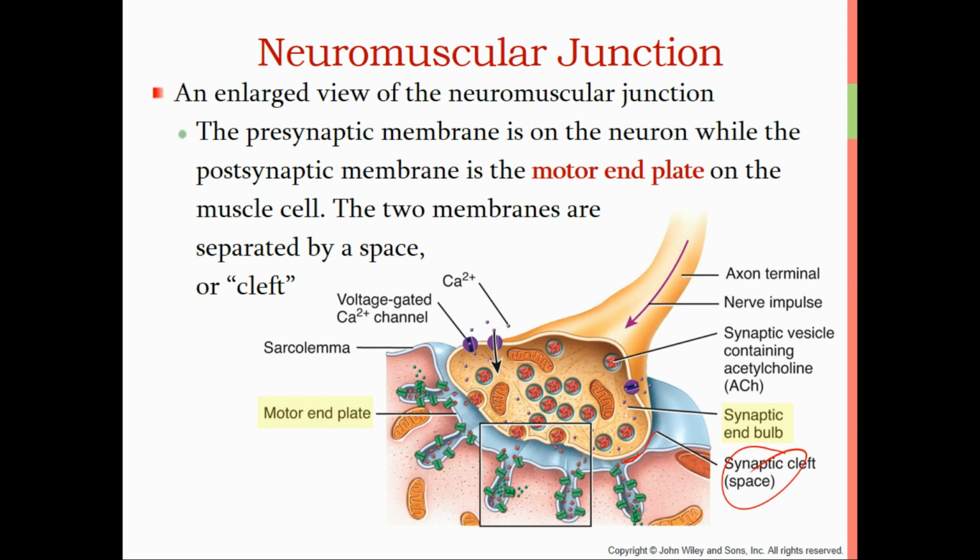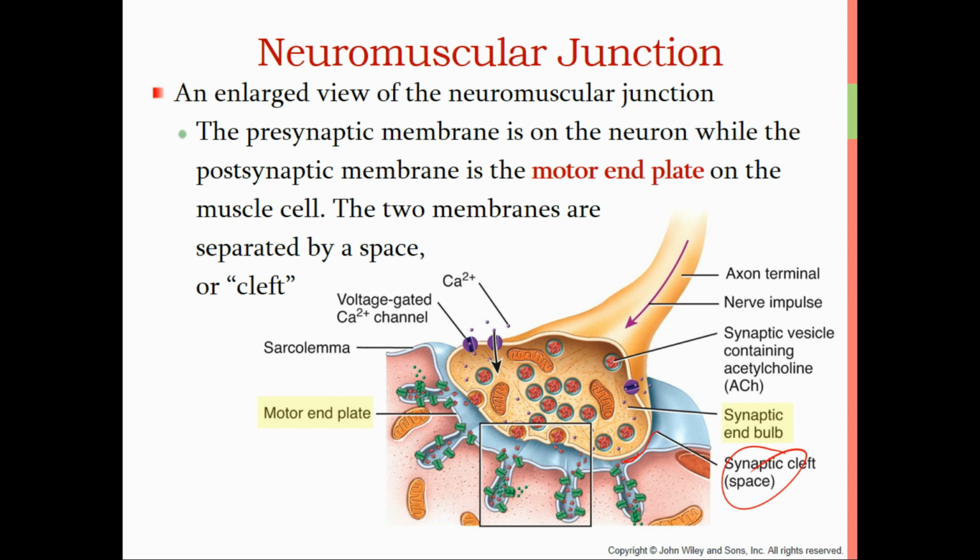The presynaptic membrane, so this is in front of or before that gap, is on the neuron, while the postsynaptic, so if we're dealing with the direction in which this signal goes, so the synapse is the gap, the presynaptic, that's going to be the nerve, the postsynaptic on the other side of the direction of the signal is going to be the muscle. The postsynaptic membrane is the motor end plate.